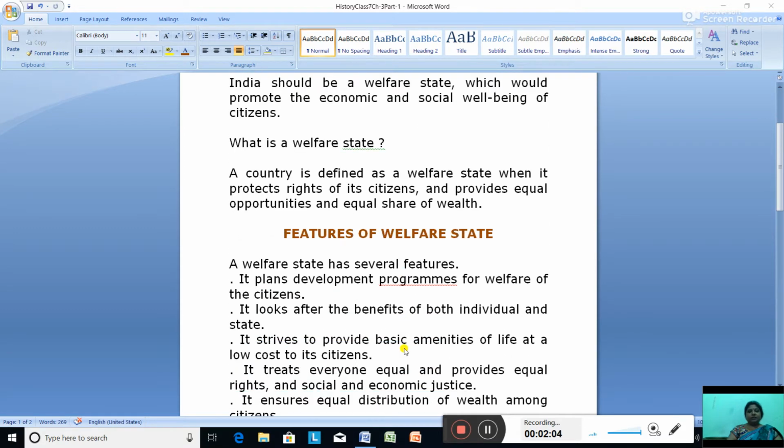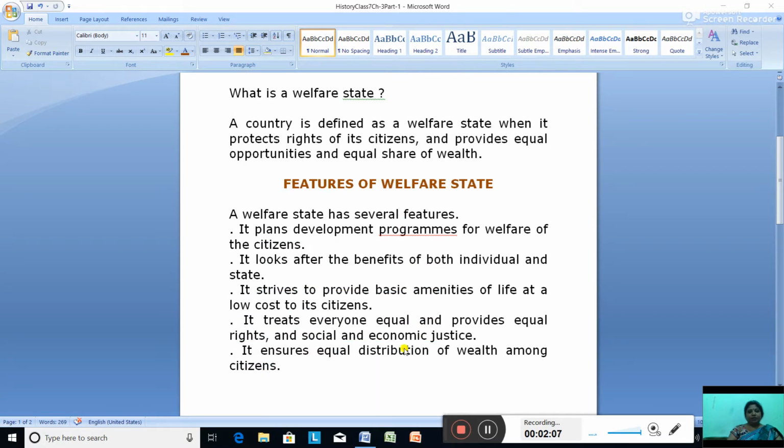Next, the features of a welfare state. It plans development programs for the welfare of the citizens. It looks after the benefit of both the individual as well as the state. It strives to provide basic amenities, meaning the basic facilities of life, at a low cost to all its citizens. It treats everyone equally and provides equal rights and social and economic justice. It ensures equal distribution of wealth among citizens.